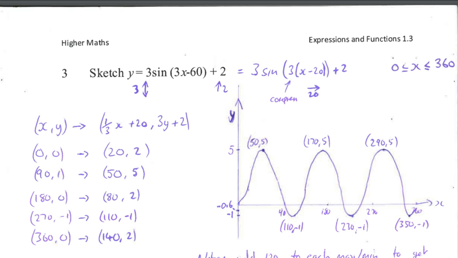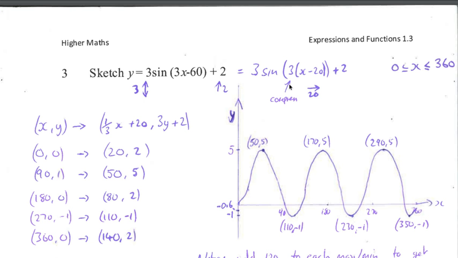Once we've done that, we just approach it in the same way as question 1 and 2. So it's a trickier question than 1 and 2. The reason why it's trickier is we've got this extra step in. So we've got 3 at the front, which stretches in the y direction by a factor of 3. We have the plus 2 on the end here, which will move the whole curve up by 2.